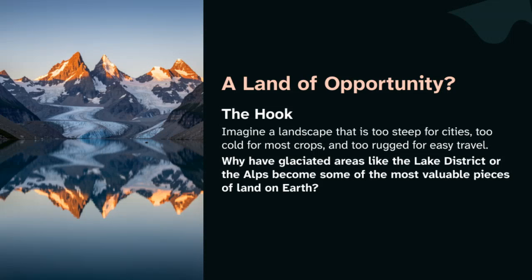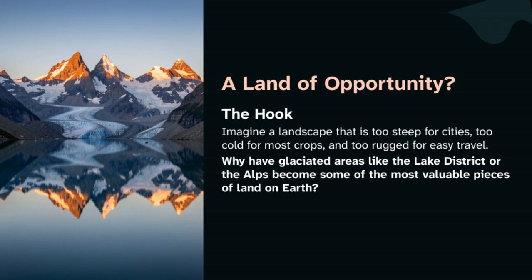Now let's think about the hook question. Imagine a landscape that is too steep for cities, too cold for most crops, and too rugged for easy travel. At first, that might sound like a landscape with very little value. But glaciated areas such as the Lake District, the Scottish Highlands, Snowdonia, and the Alps have become some of the most valuable landscapes on Earth.